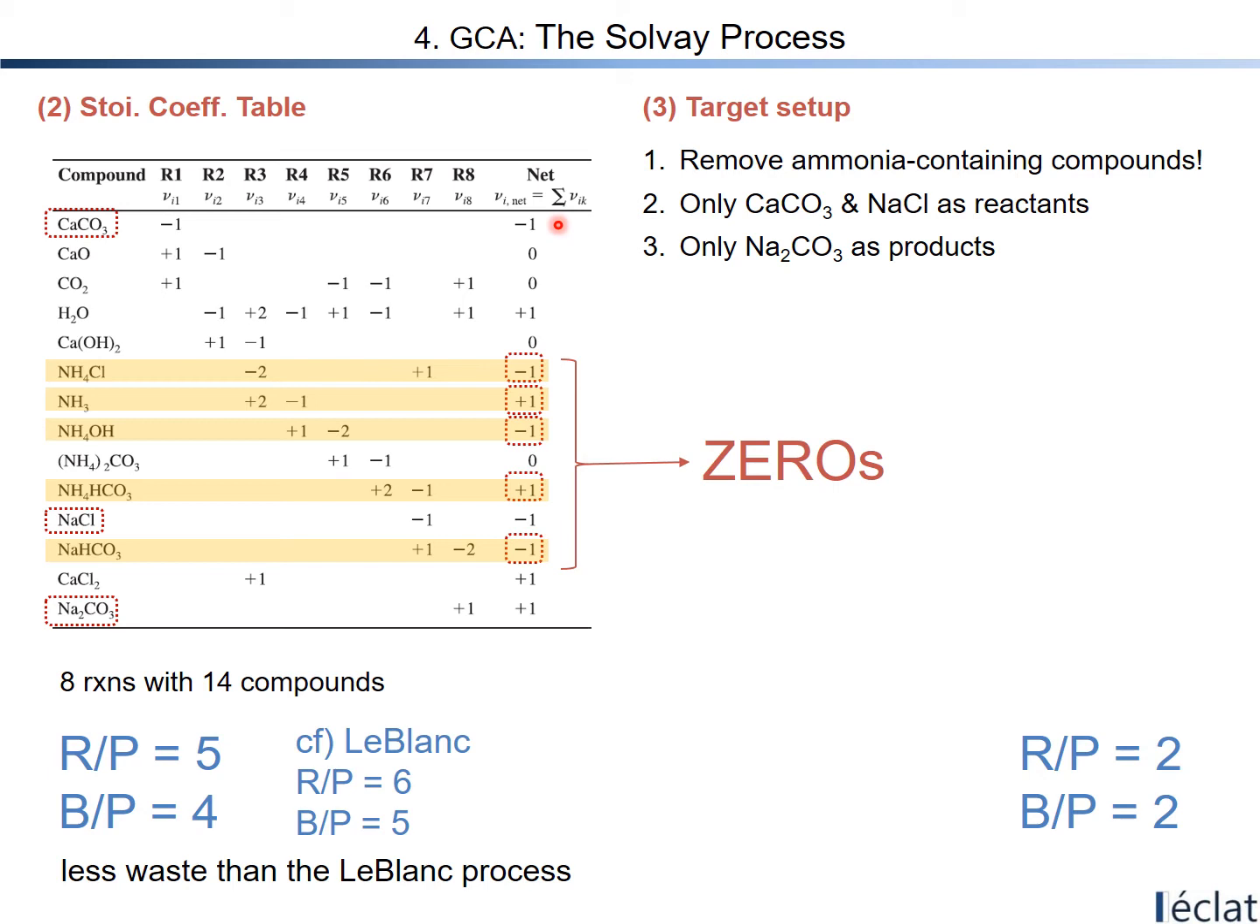Anyway, right now we finalize the stoichiometric coefficient table, and from the last column of this table we can measure and estimate the parameters Rp and Bp. Let me check the Rp value first. R for reactant and P for product. The minus sign indicates reactant: 1, 2, 3, 4, 5. 5 reactants are consumed during the Solvay process. At the same time, 1 mole of sodium carbonate is produced. So 5 per 1 is equal to 5. The value of Rp is 5.